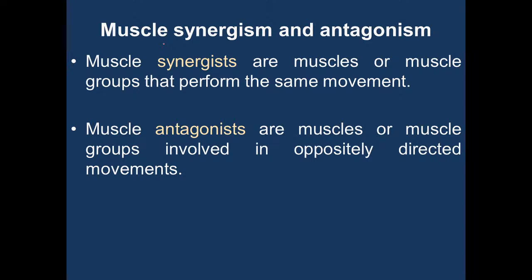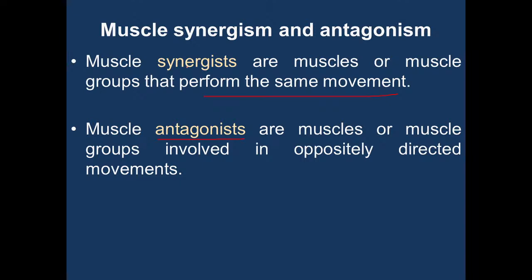Muscles can be synergists and antagonists. This is a different type. Synergists are a muscle or a group that performs the same movement, but if this muscle group is involved in the opposite direction, we call them antagonists. This is the difference.